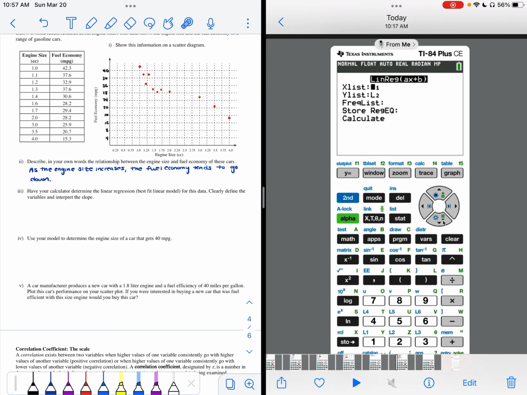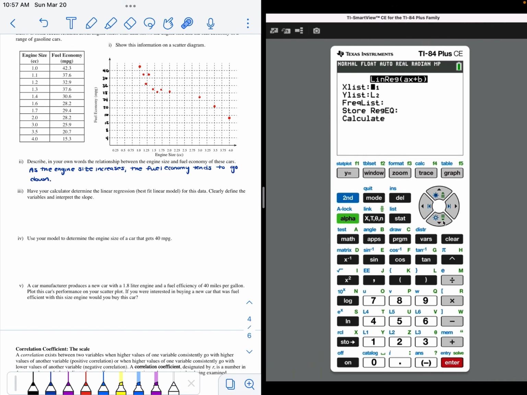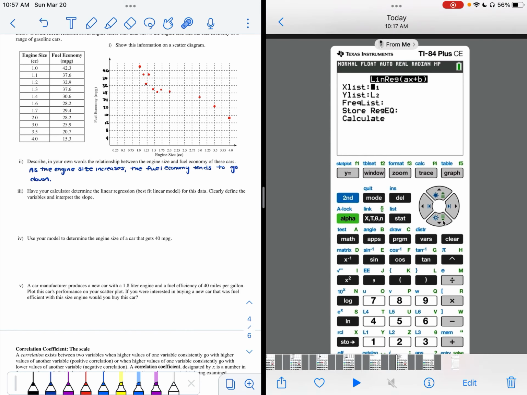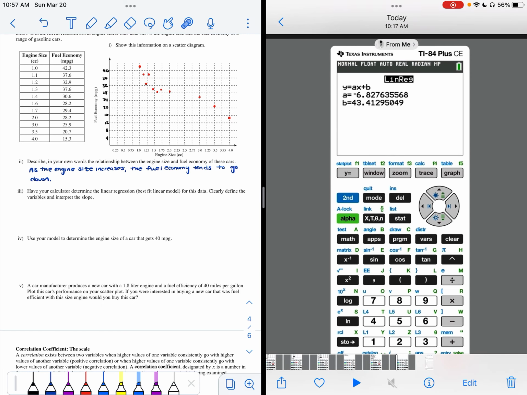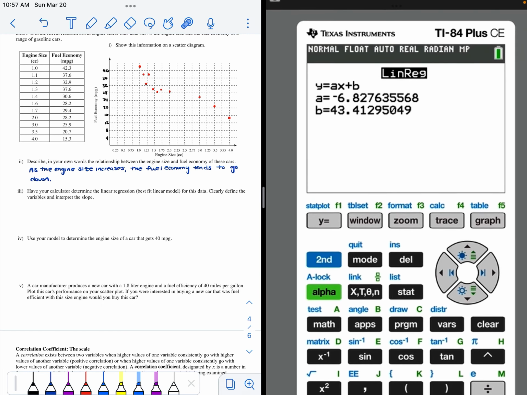From here, you just need to hit enter, and your calculator will give you the a and the b for your model. If you have one of the newer operating systems like I do, you're going to get this list view, and all you need to do is arrow down so your little cursor is on top of calculate, and then hit enter. So you can see that's what I did. Then it gives us our model here.